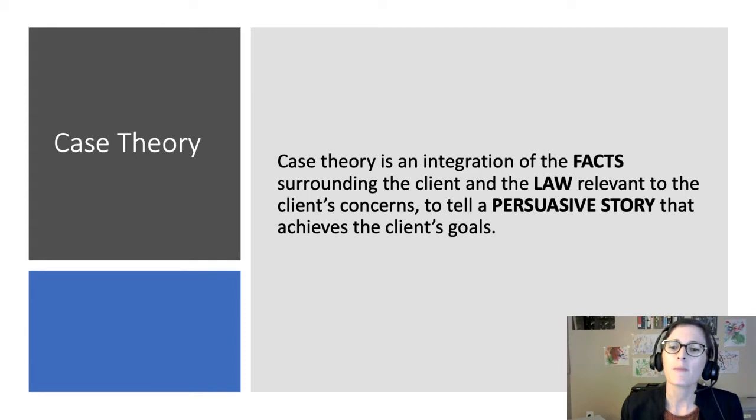Ethos. You want to build your credentials with your audience. Demonstrate why you are trustworthy and credible, and why they should believe your story over the story of your opponents.